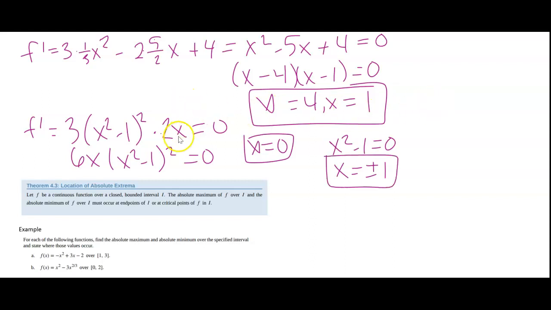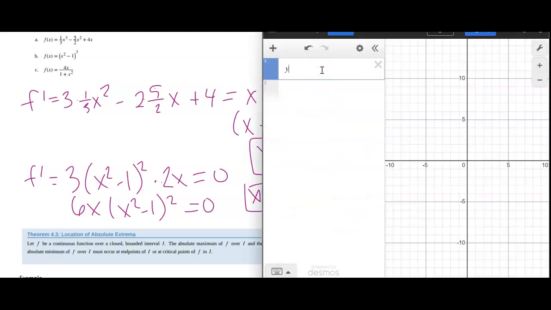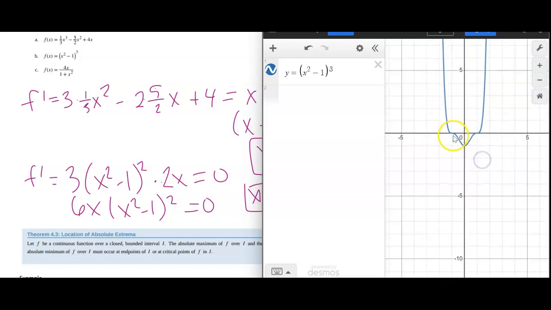And then let's go ahead and pull up a graph and see what this looks like. y equals x squared minus 1 to the 3rd power. And I'm going to go ahead and zoom in. Now it looks like here I would have saddle points. I don't have a relative max or relative min. If I'm coming down from the top and then kind of squiggling through, I'm not going to have a max or min here, but it does look like at x equals 0, I have a relative minimum, or a local minimum.